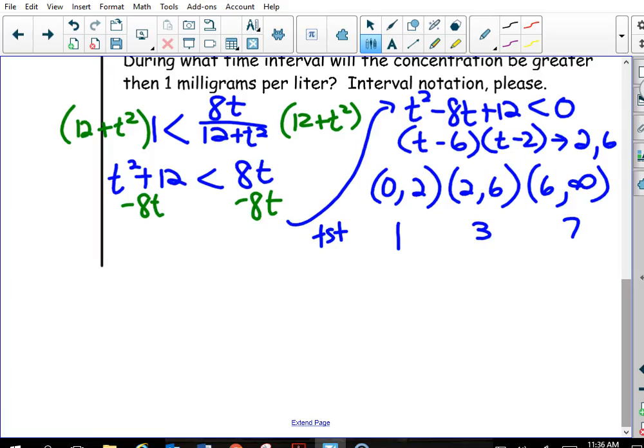I'm going to plug it into the factored form. So plug in a 1, I get a negative times a negative, which goes positive. Plug in a 3, I get a negative and a positive, goes negative. Plug in a 7, I get 2 positives.